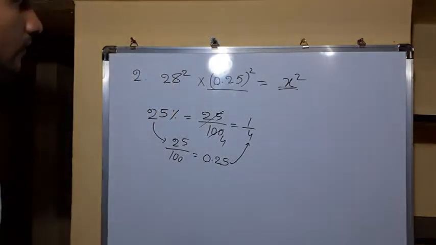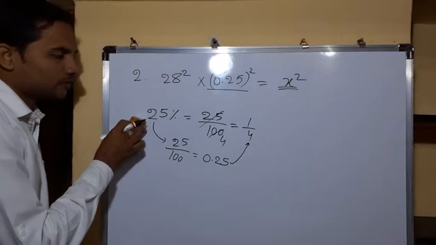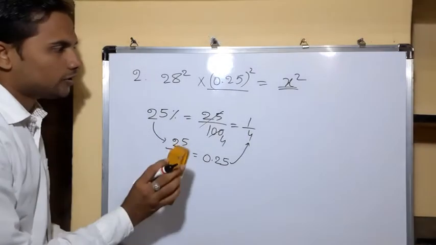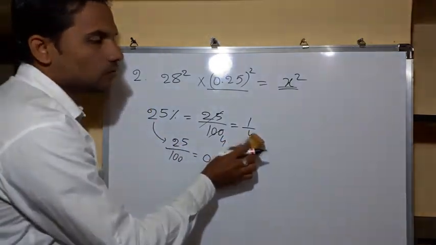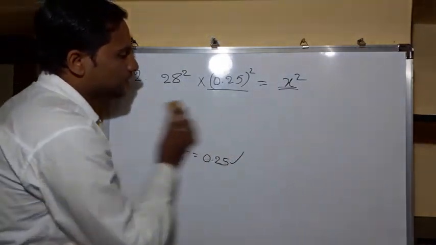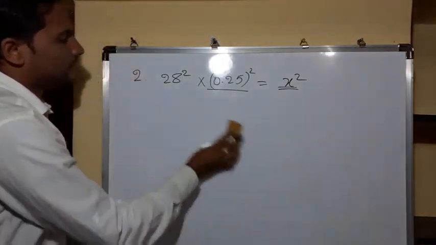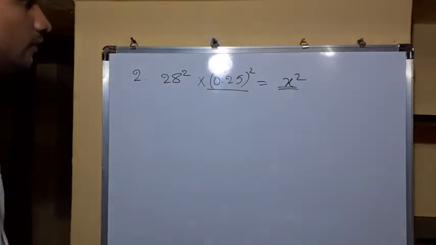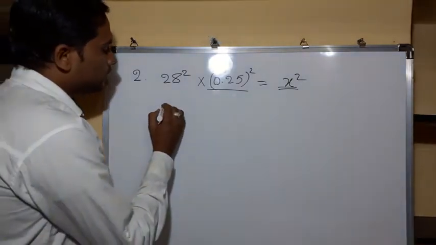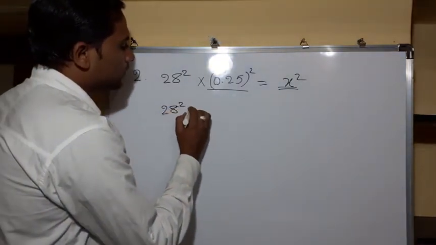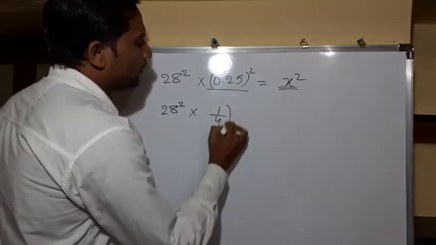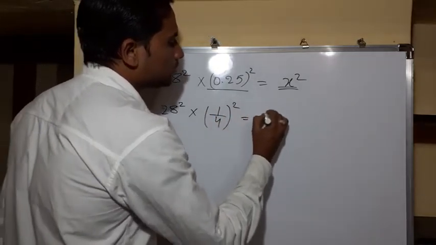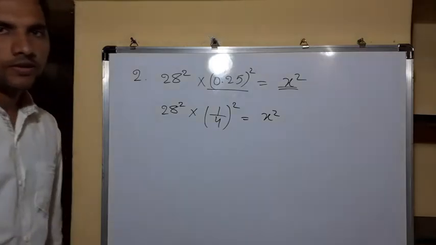So always remember, friends, whenever there is either 25% or 0.25, you have to write it in fraction form as 1 by 4, right? Always keep this in your mind. Either it may be 0.25 or 25%, it will be 1 by 4. So 28 square into 1 by 4 whole square is equal to x square, right?